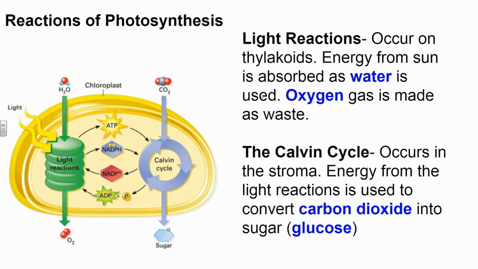After the light reactions, the Calvin cycle can happen. Again, the Calvin cycle happens in the stroma, that liquidy portion outside of the thylakoids. We're going to use energy from the light reactions. All the energy that was gained in the light reactions gets carried over to the Calvin cycle on little carrier molecules. In the Calvin cycle, we convert carbon dioxide into sugars, which we know as glucose.